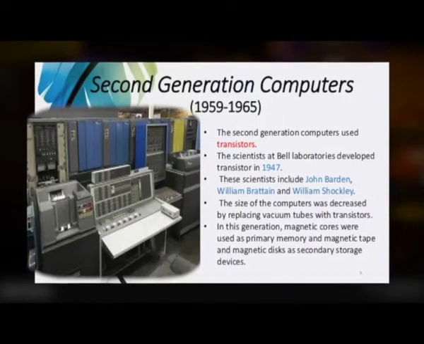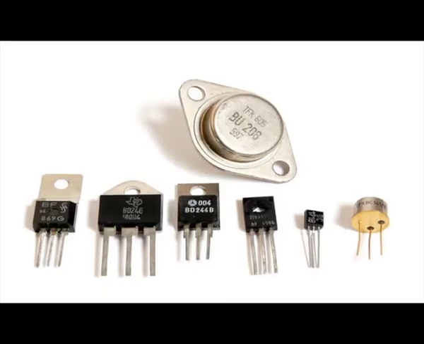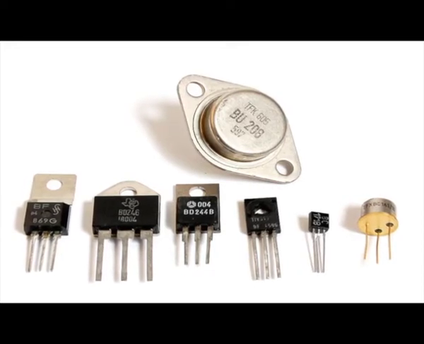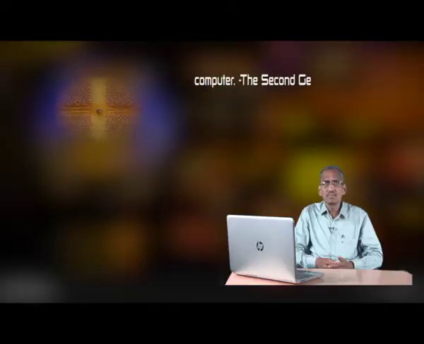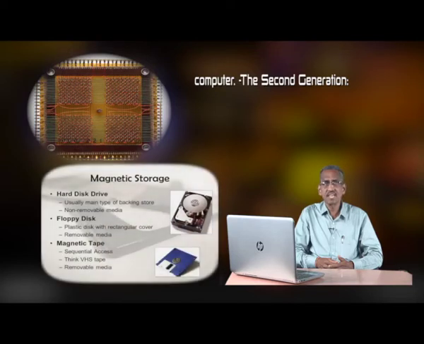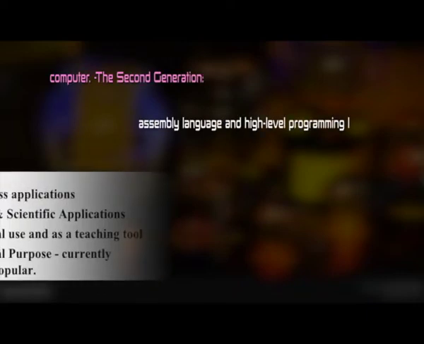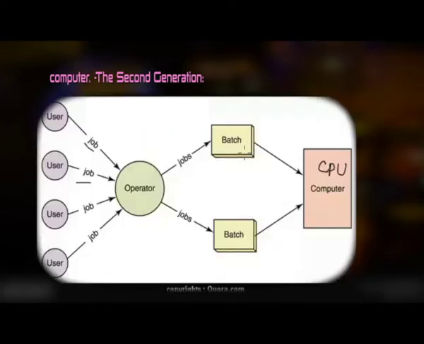The period from 1959 to 1965 was called the second generation. In this generation, transistors were used that were cheaper, consumed less power, more compact in size and more reliable and faster. In this generation, magnetic cores were used as primary memory and magnetic tape and disks as secondary storage devices. In this generation, assembly language and high level programming languages like Fortran, COBOL were used. The computers used batch processing and multiprocessing operating system.